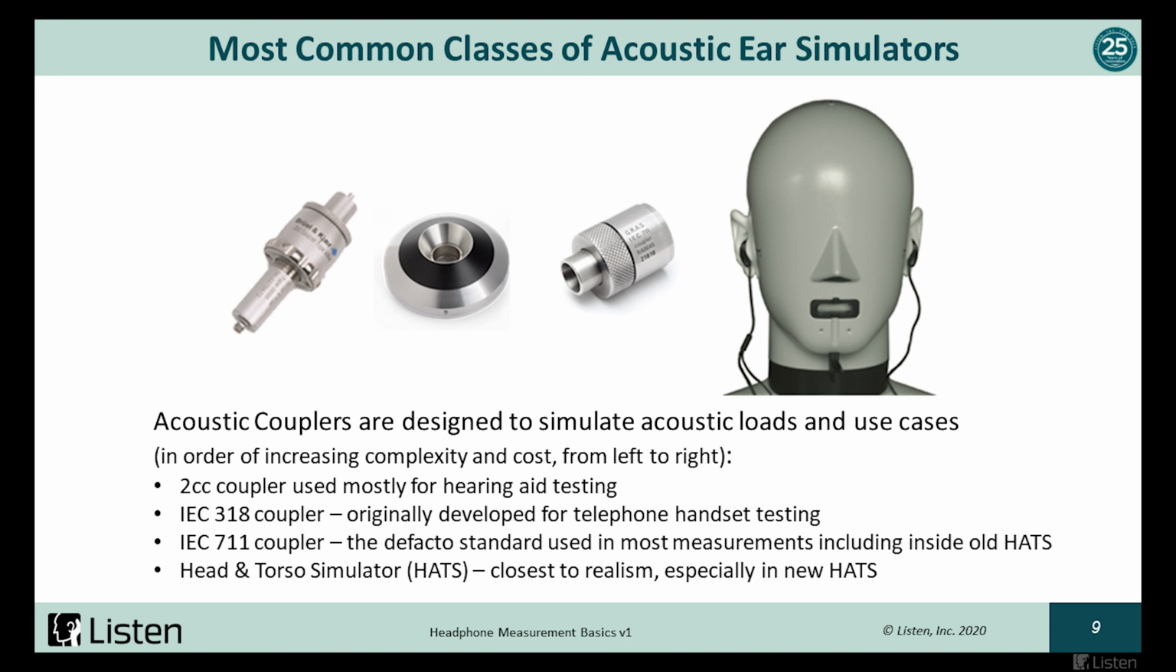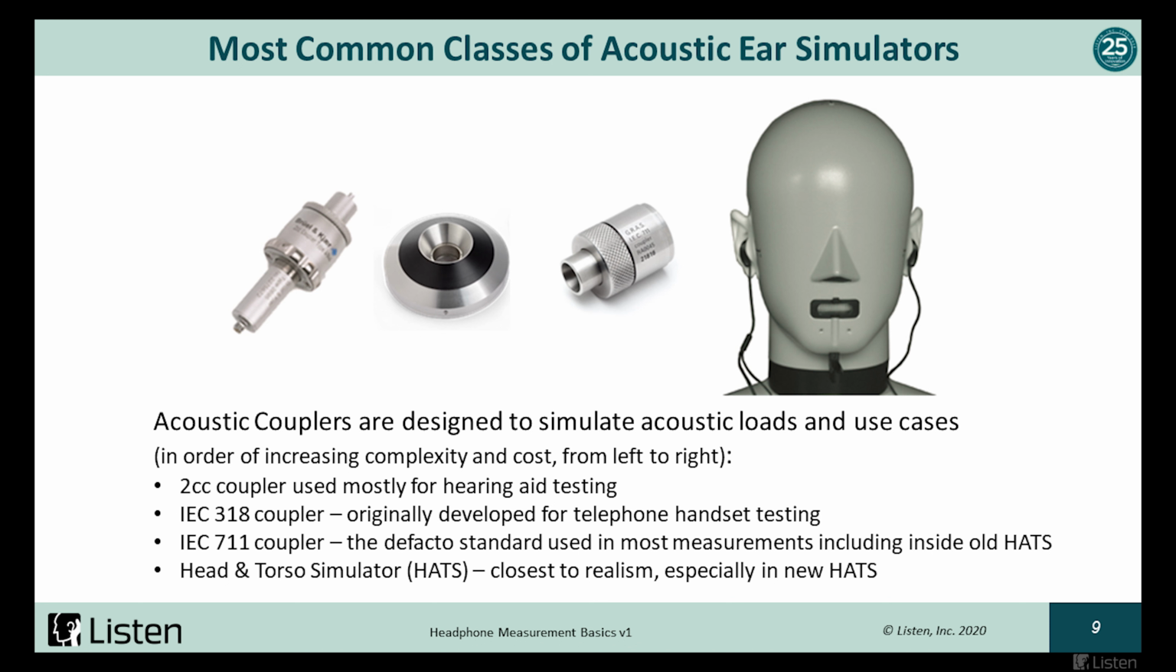Then there's this 711 coupler, which has also been around for a very long time, which is, I would consider, still the de facto standard used in most measurements and most ear simulators, such as the hats I show on the right. The 711 coupler is very, well, I wouldn't say very complex. It's pretty complex. It's got a lot more volumes and a lot more parts. So again, it does a better job of simulating the real acoustic load of a human ear. And that's important depending on which type of headphones. We'll talk about that in a second.